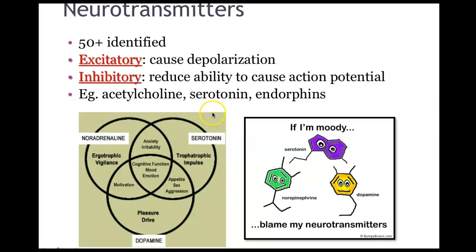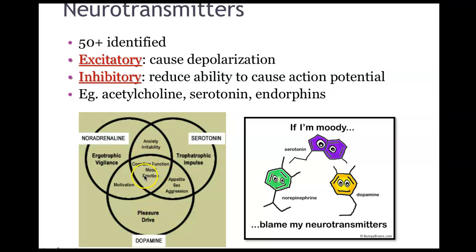Okay, and so what I'm trying to convey here with this chart is each of these are important for their own specific things, but they have to work in conjunction to regulate healthy cognitive function, mood, and emotion. So I think of norepinephrine as being anxiety, motivation, serotonin as being anxiety, mood, and appetite, and then dopamine as being pleasure. You have to have all of those things working together.